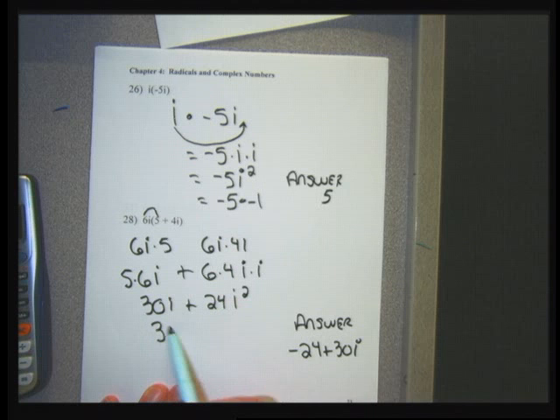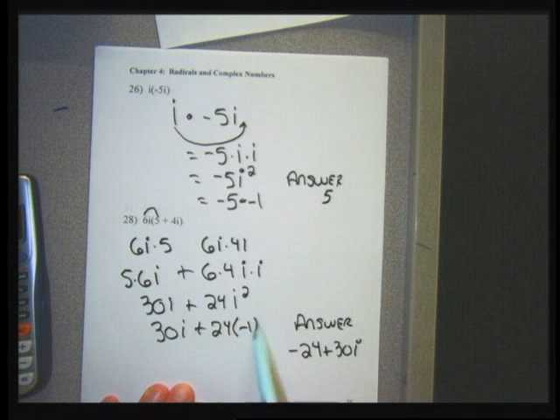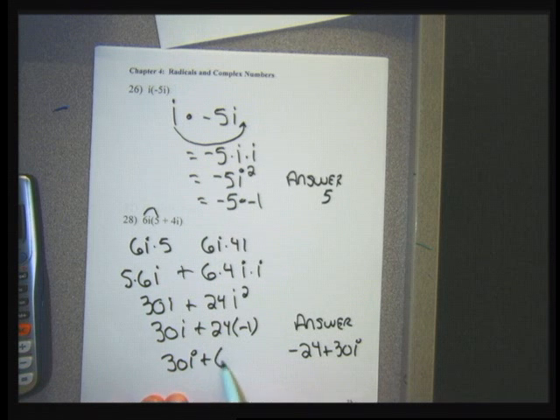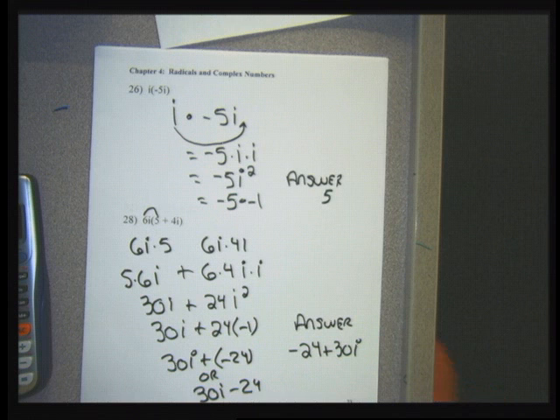And then this is going to give me 30i plus 24 times negative 1. It would be okay to write 30i plus negative 24 for an answer, it would be okay to write 30i minus 24 for an answer, which is the same as 30i plus negative 24. But again, when you have an addition or subtraction problem that involves a number with an i and a number without an i, you usually write the i second.